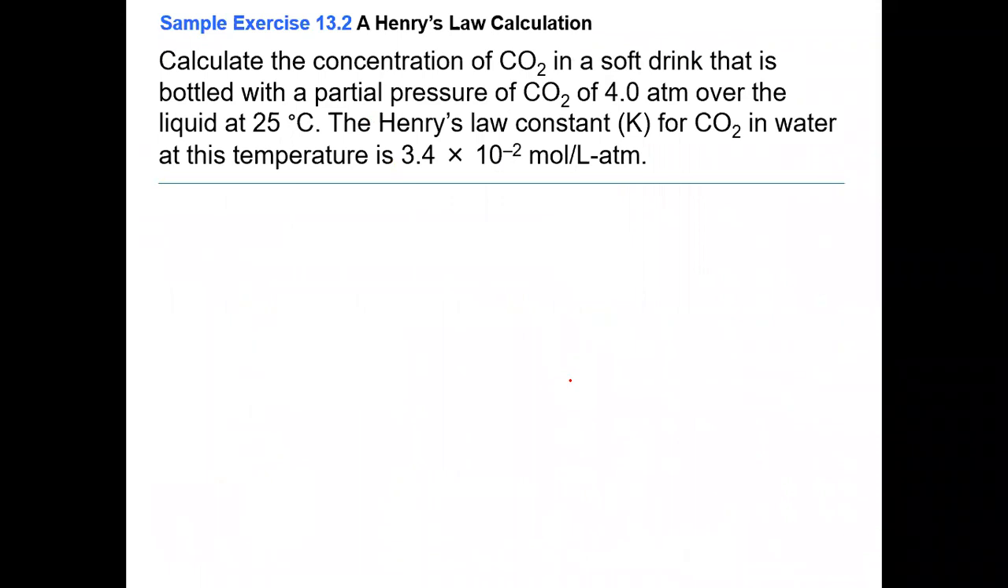All right, so once we know Henry's law, obviously we can use it for some calculations. So this question is: calculate the concentration of CO2 in a soft drink that is bottled with a partial pressure of CO2 of 4.08 atm over the liquid at 25 degrees Celsius. The Henry's law constant K for CO2 in water at this temperature is 3.4 times 10 to the negative 2 mol per liter per atm.